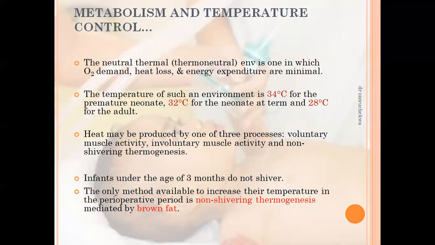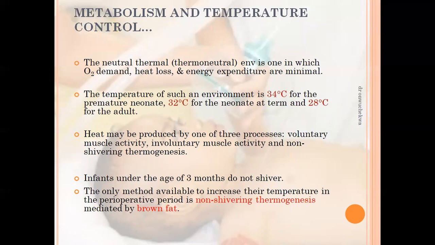So what's a thermoneutral environment? This is an environment in which the oxygen demand, heat loss, and energy expenditure are minimal. The temperature of such an environment is 34 degrees centigrade for the premature neonate, 32 for the neonate at 10 days, and 28 degrees Celsius for the adult.